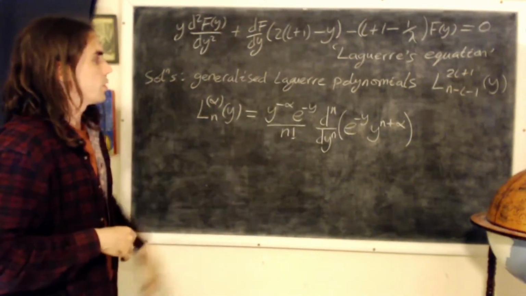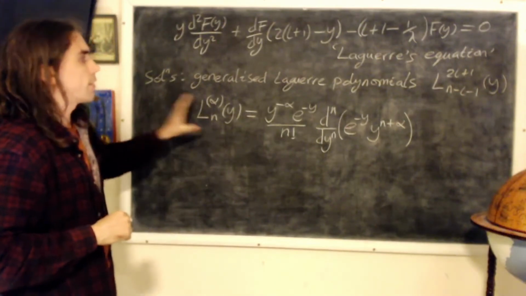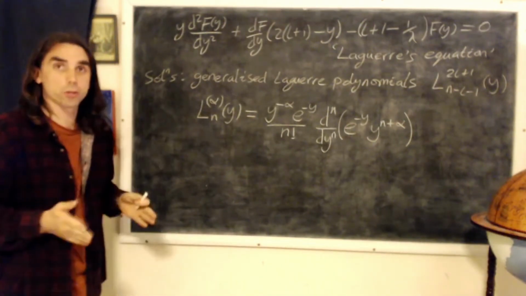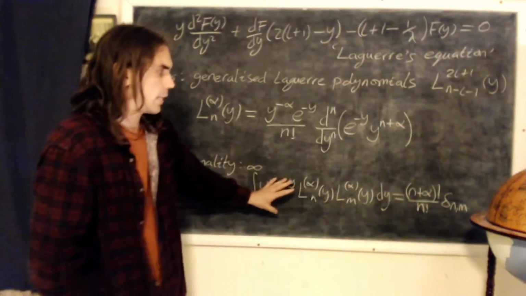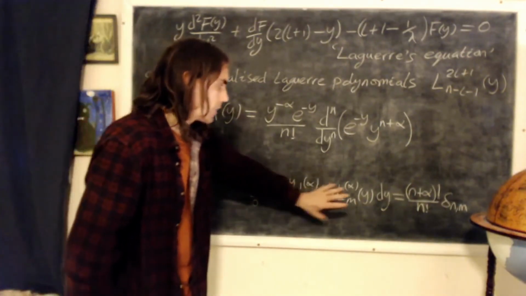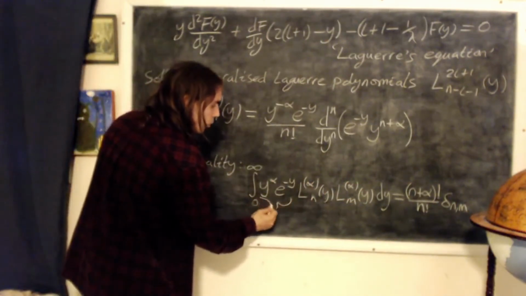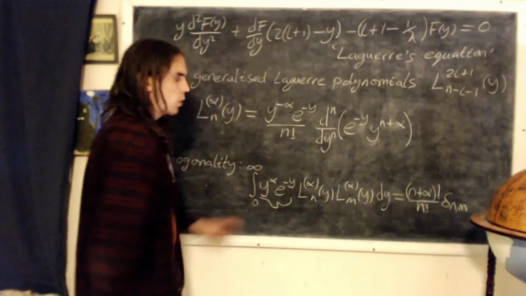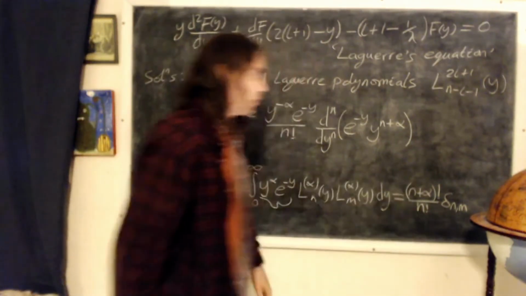You can substitute in the relevant parts, and these generalized Laguerre polynomials are orthogonal to one another, where orthogonality for these functions is defined as an inner product here with a weight function defined to be y to the alpha e to the minus y. And in this case, these ones aren't normalized, they have this prefactor.